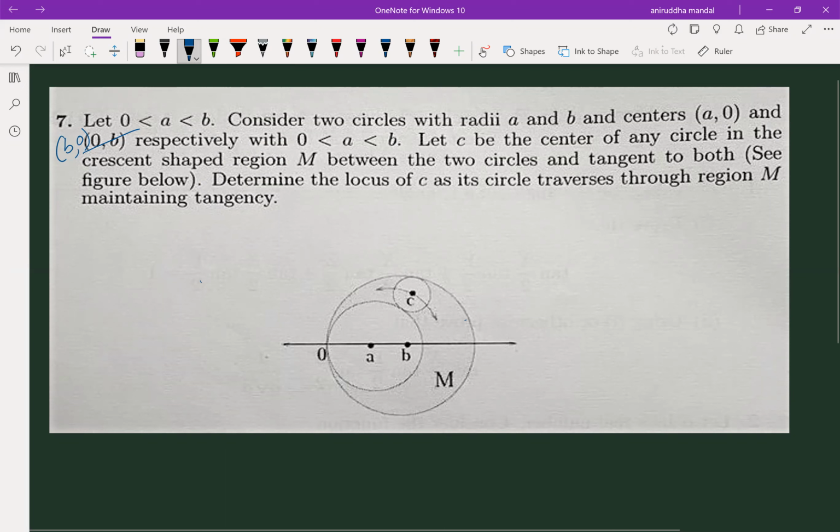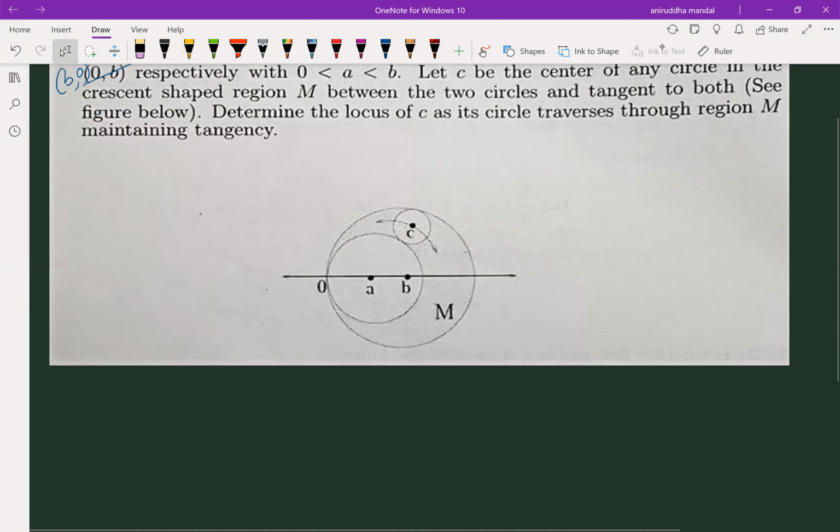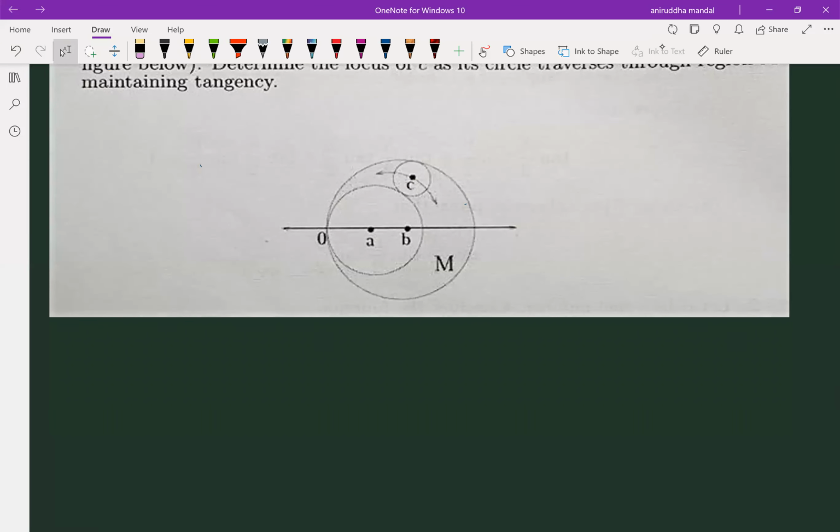So how can we proceed? If you see this picture intuitively, you can say that this locus must be an ellipse. Okay, so if we check for this, let this locus be x comma y. This center is A comma 0 and this is B comma 0.